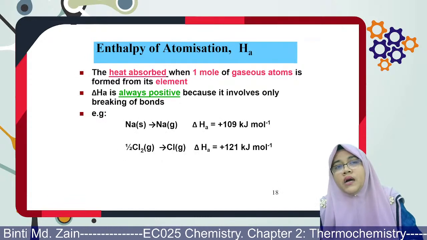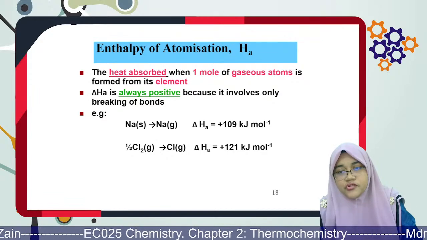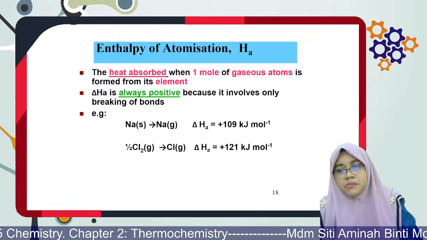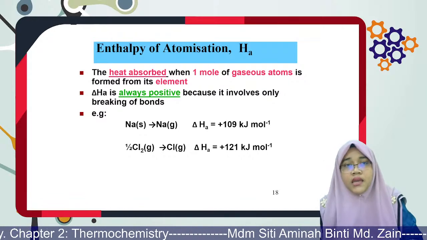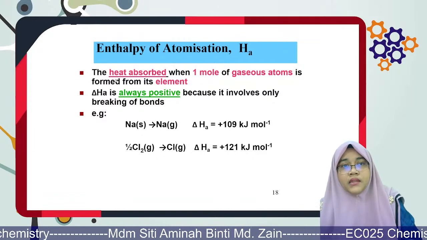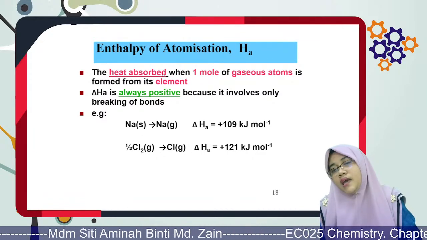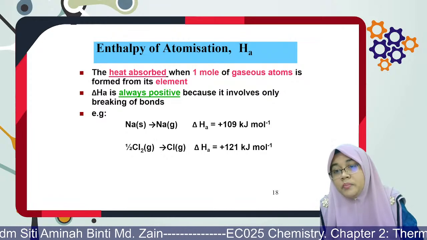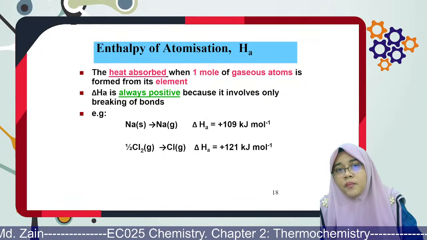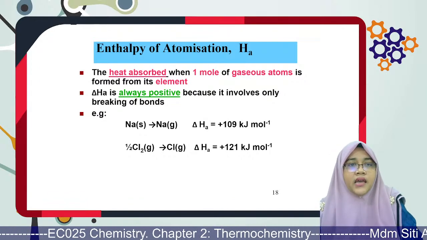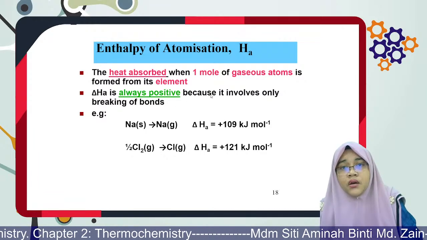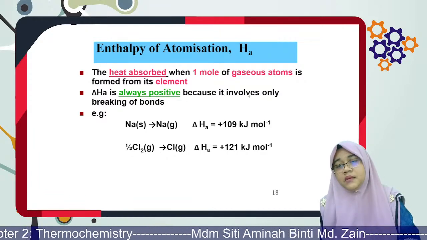Okay, what about enthalpy of atomization? The symbol is delta HA. A stands for atomization. It is the heat absorbed, because atomization is always absorbing heat, when 1 mole of gaseous atom is formed from its element. Delta HA is always positive, as I told you, because it only involves breaking the bond.